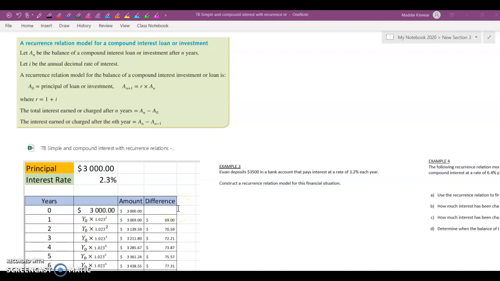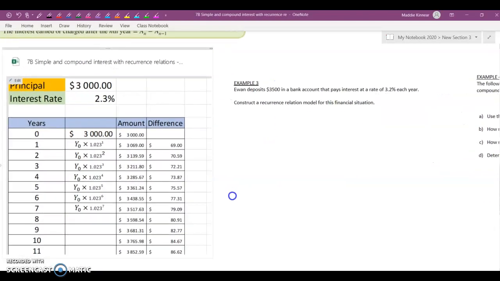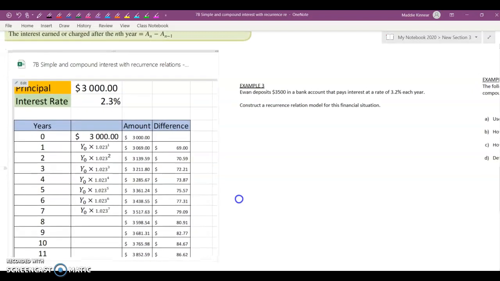So we're now going to look at the recurrence relation for compound interest. So again, I've got another Excel document here that outlines what is happening each time. This particular case is looking at when we have a principal of $3,000 and an interest rate of 2.3%. This is assuming that this is compounded annually, and we're going to look at different compounding periods later in the video.